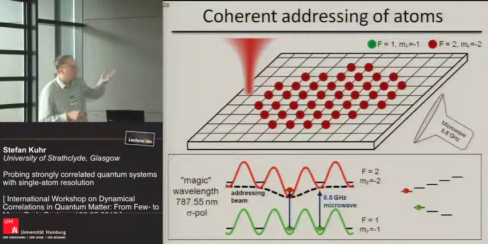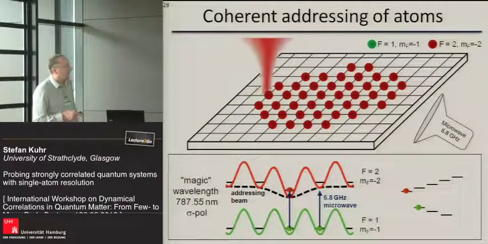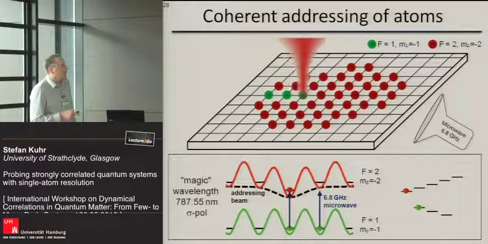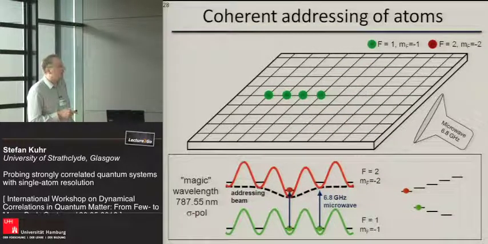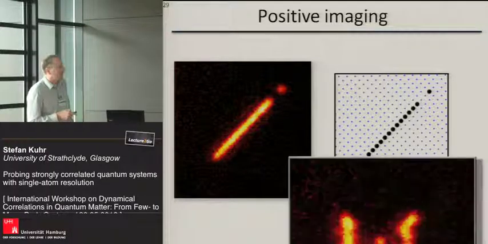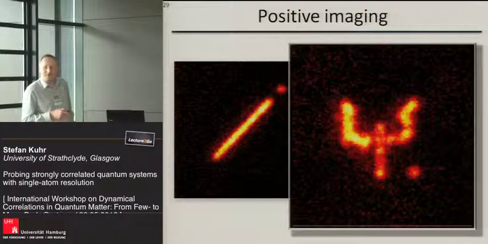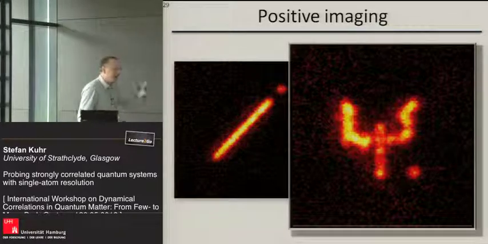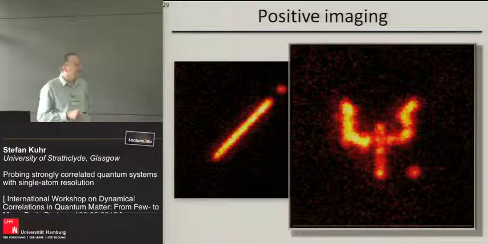And we can also produce, just for the fun of it, some nicer pictures in which we start with all the atoms in the upper hyperfine state, then flip a couple of spins, and then remove the non-spin flipped atoms, and then we end up with the following. So this is a deterministically prepared chain of 15 atoms. And as we are physicists, we couldn't resist preparing a psi. That's a psi out of 16 atoms.